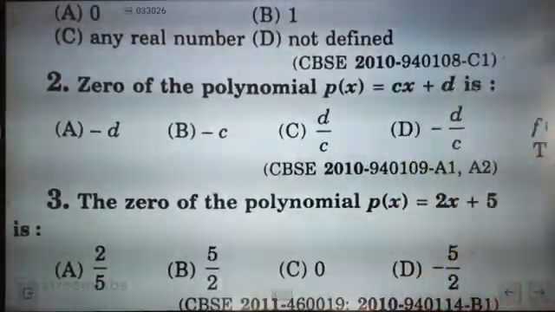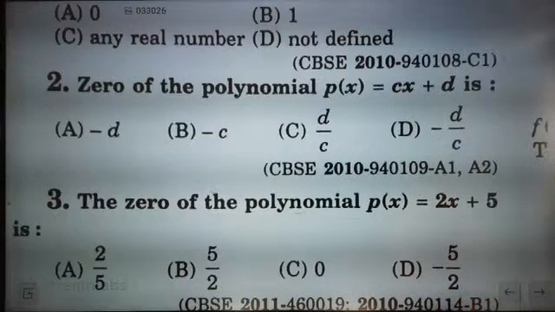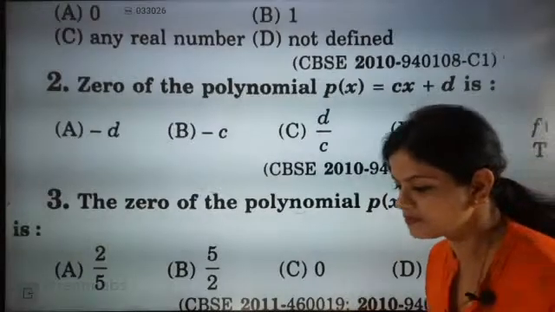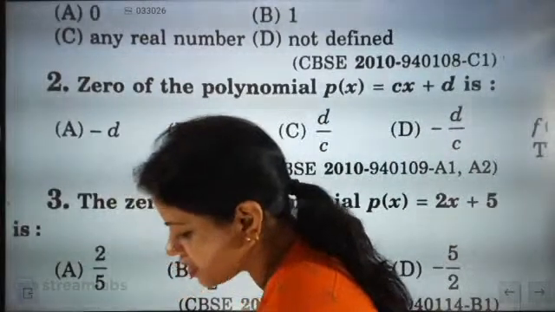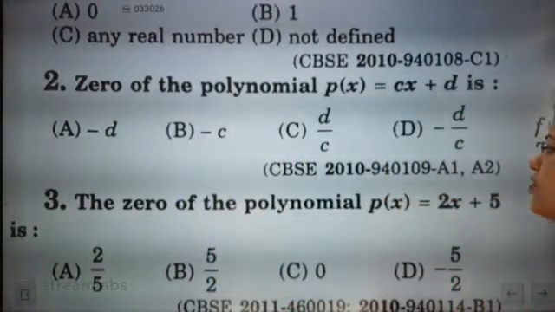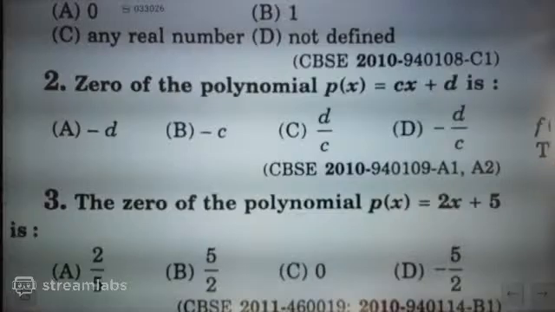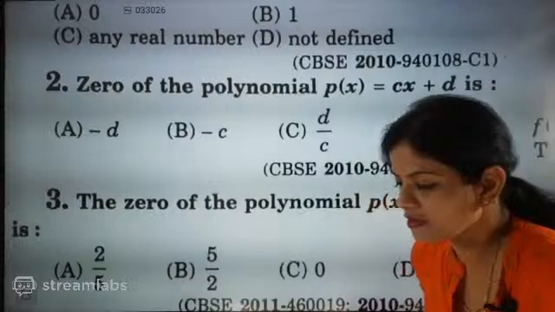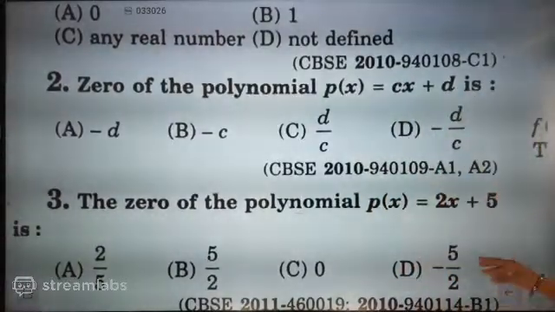The zero of the polynomial P of x is 2x plus 5. Now quickly answer these questions. These are very easy questions, beta. Oh, you have given the answer for the second question. Okay, beta. Now the zero of the polynomial P of x is 2x plus 5. What will be the answer? Third answer? Very good. Third answer is minus 5 by 2.